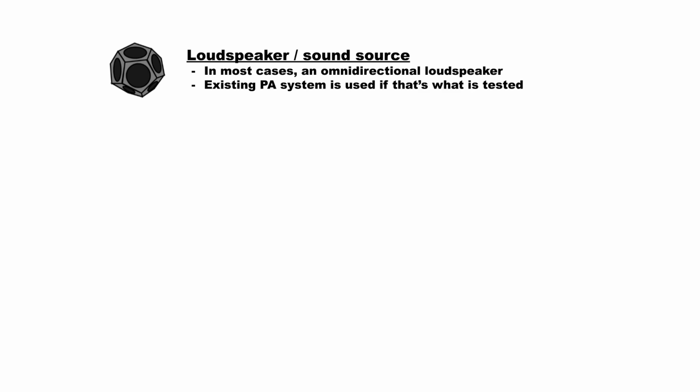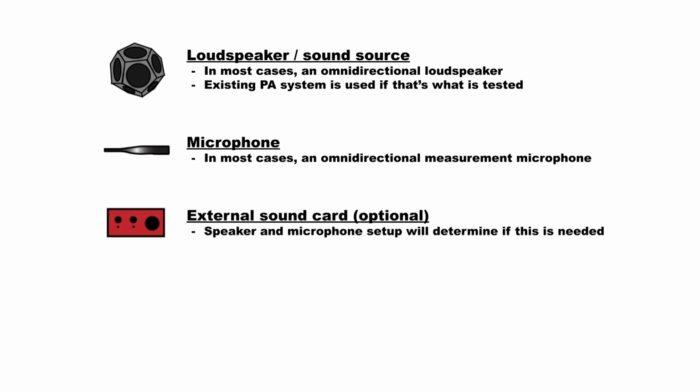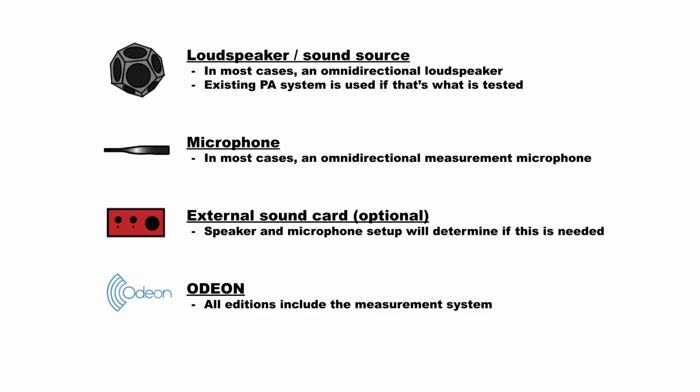In summary, first, you need a loudspeaker that fits the purpose, which in most cases would be an omnidirectional speaker. But if you want to measure a PA system in the room, then you use that. Next, you will need an appropriate microphone. In most cases, that would be an omnidirectional measurement microphone. You can use an external sound card depending on the speaker and microphone used. Finally, you need any edition of ODEON and a laptop to run it.